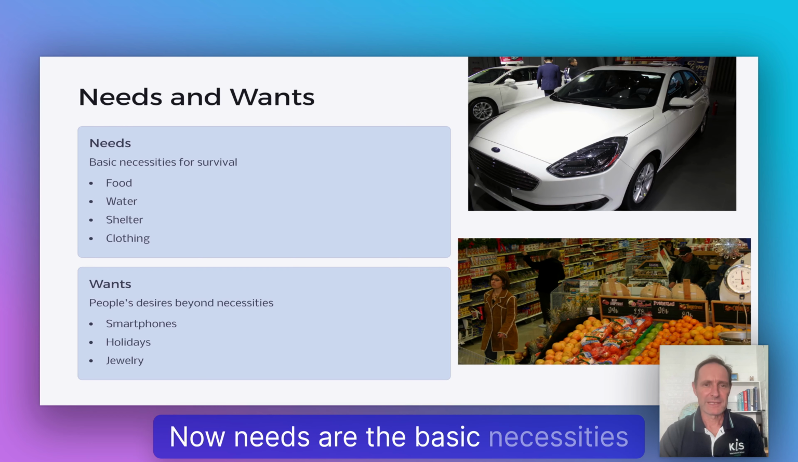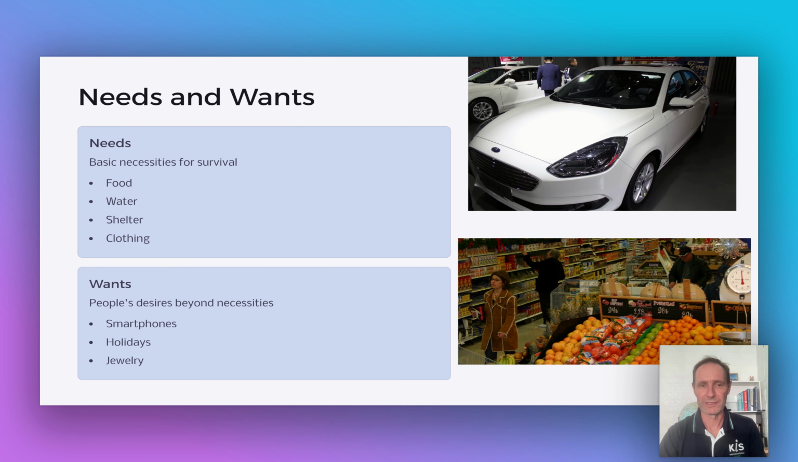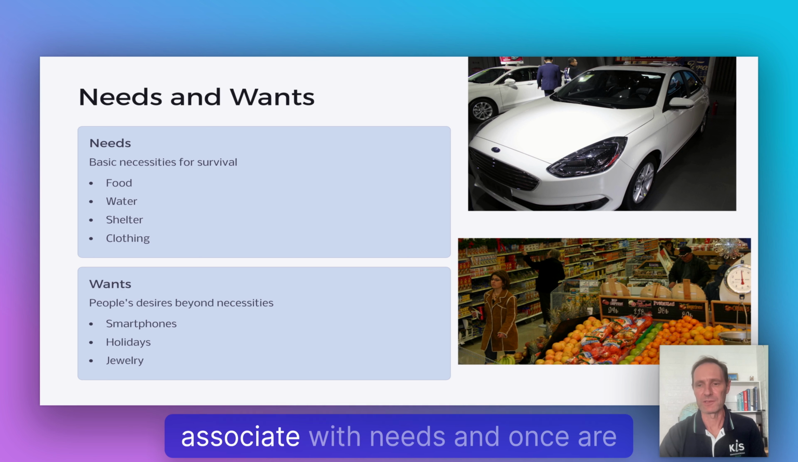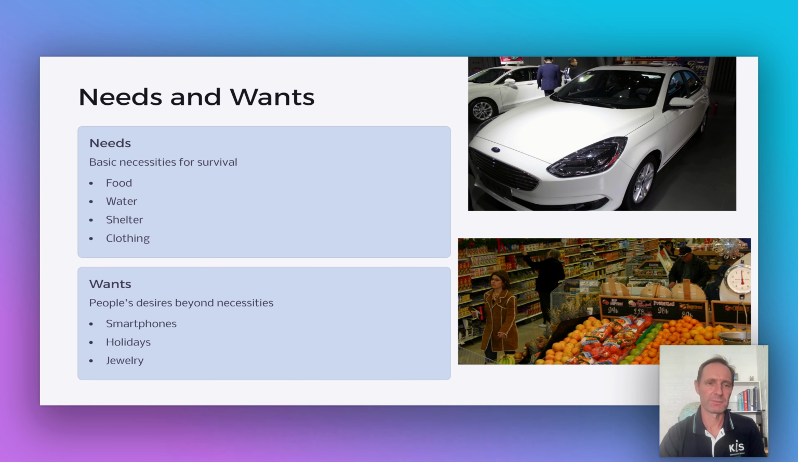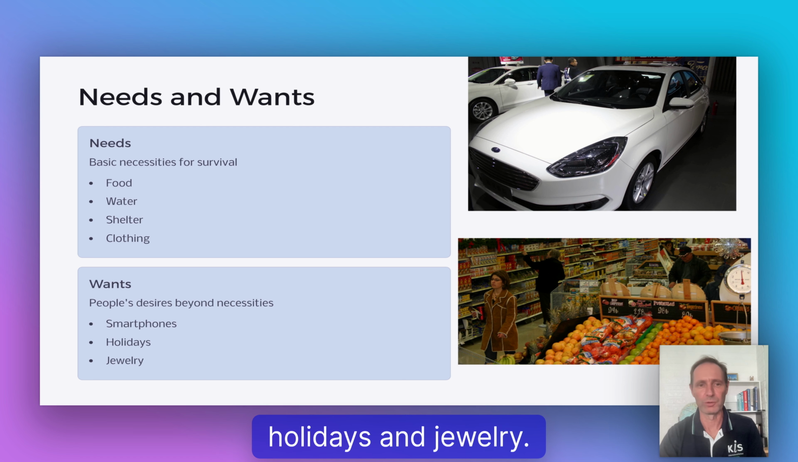Now, needs are the basic necessities needed for survival. So food, water, shelter, and clothing are the things we always associate with needs. And wants are people's desires beyond these necessities, things like smartphones, holidays, and jewelry.